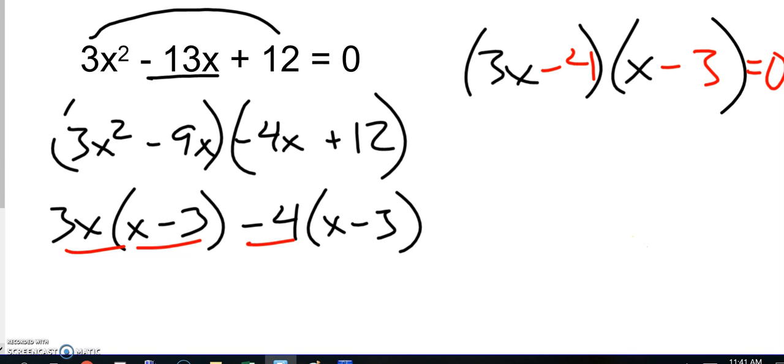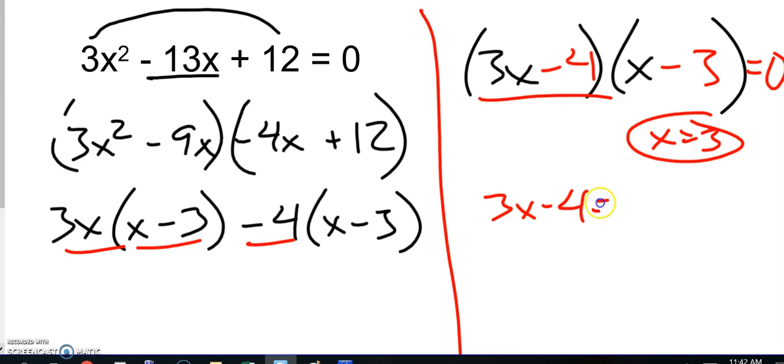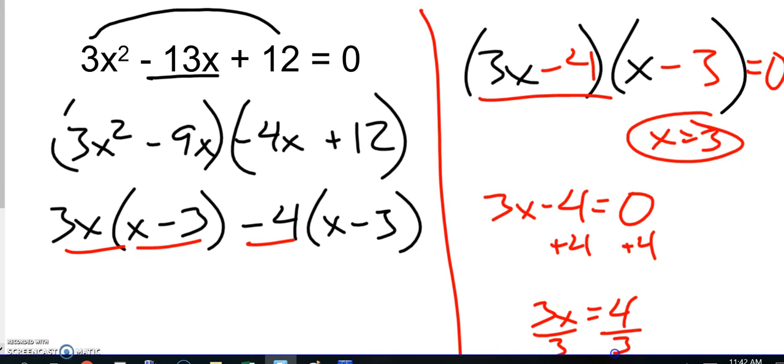The easy one is the x minus 3. I know that here x could be 3 to make this 0, because if that's 0, 0 times the other factor will make everything 0. And then I just have to solve this one. 3x minus 4 equals 0. So add 4, and we divide by 3. So 4/3 would be our other answer.